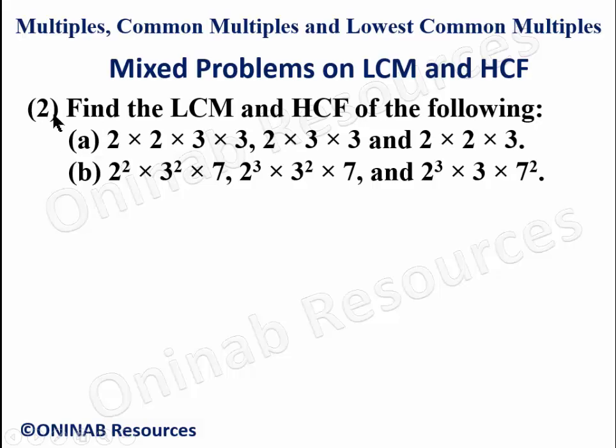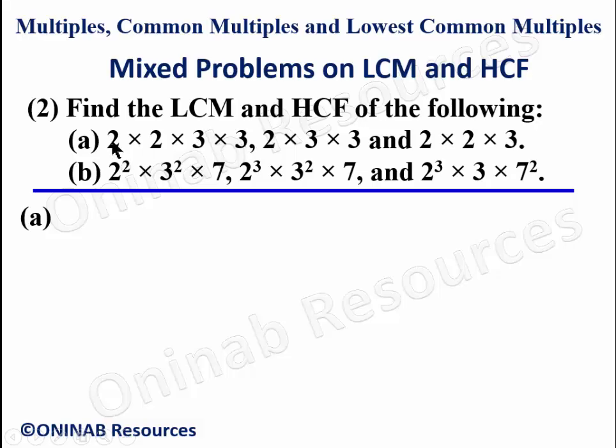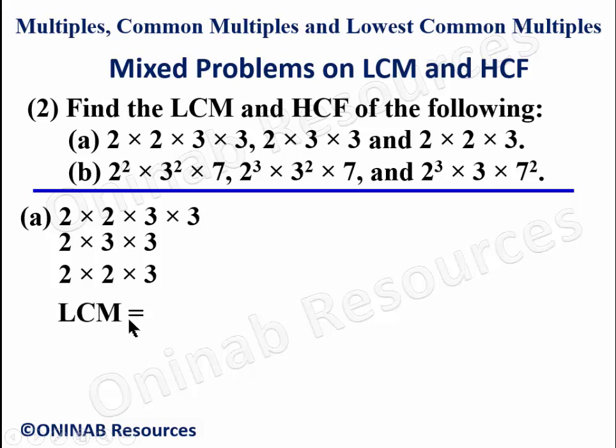So this is 2A and B. We start with A. Starting with A, the first number is 2 times 2 times 3 times 3. I have it here. 2 times 3 times 3, I have it. And 2 times 2 times 3, I have it. For LCM, we are interested in the highest appearance. This is appearing twice. This is appearing twice. So we have 2 times 2, and 3 is appearing twice, and once here. So we're going for the highest appearance, which is 3 times 3.